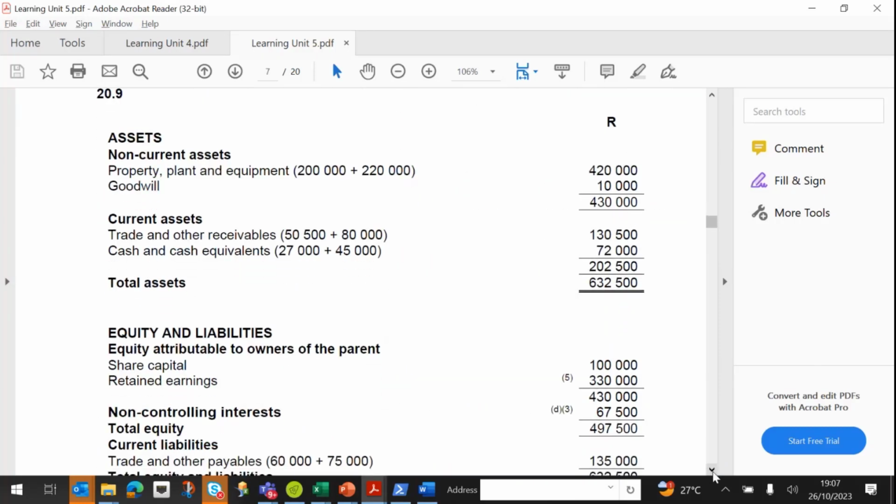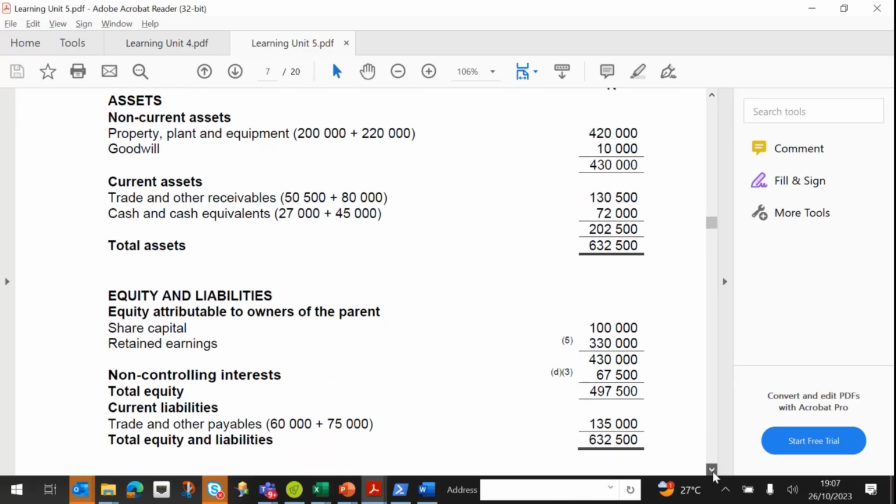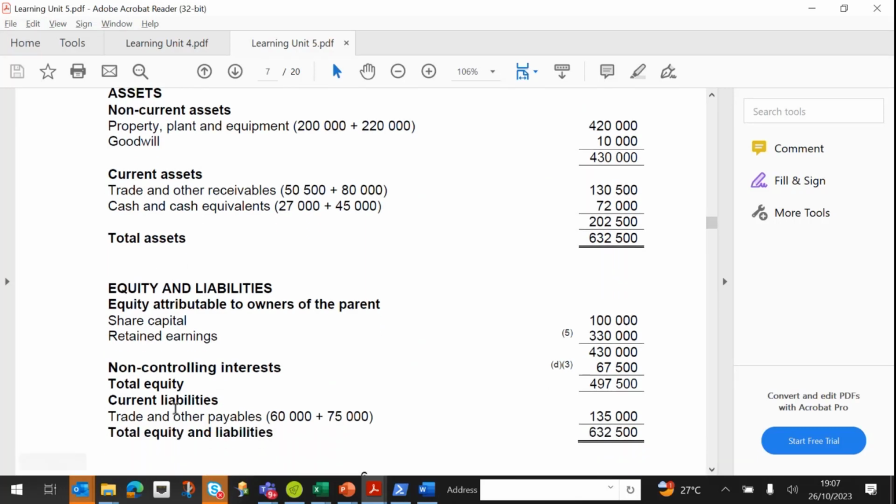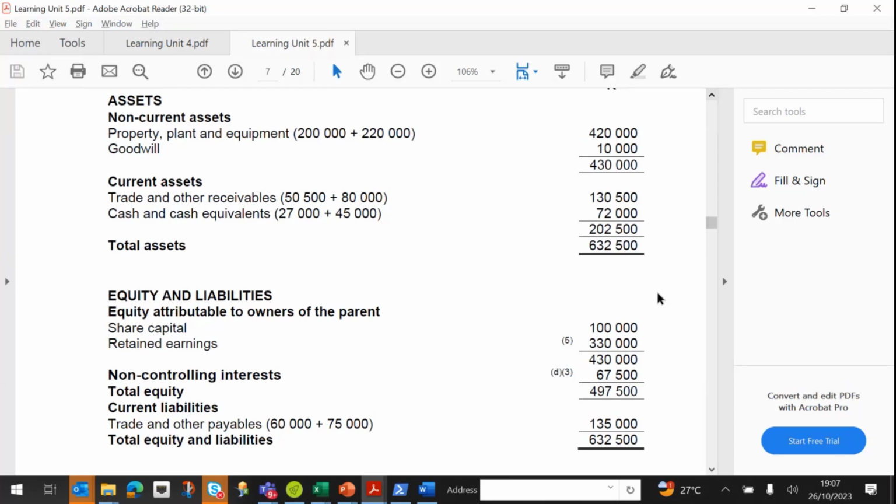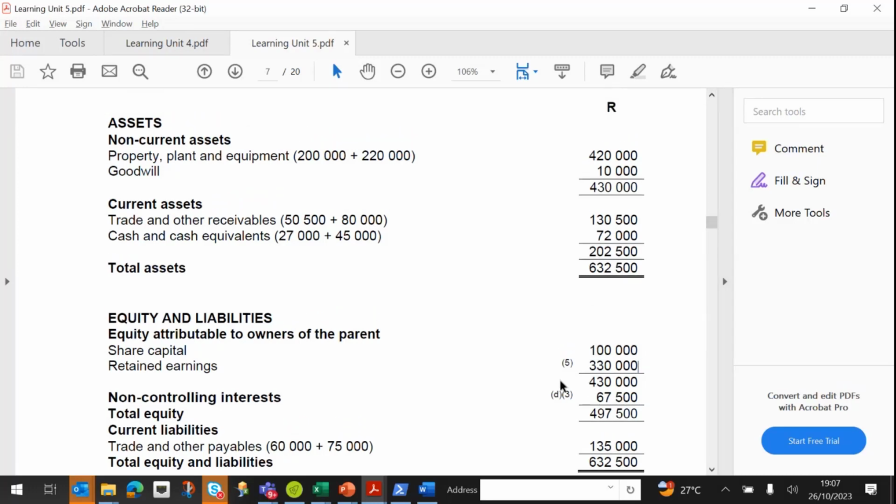That retained earnings, how did they get the 330,000? The retained earnings 330. First of all, this number is coming straight from the statement of changes in equity. So let's go to the statement of changes in equity. If you want to get this number, then you have to do a calculation of the statement of changes in equity. Basically, that is it.